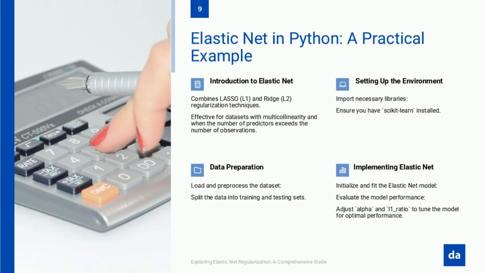Once our model is trained, it's time for evaluation. We calculate mean squared error, MSE, to measure how far off our predictions are, and R-squared to see how well our model explains the variance in the data. If MSE is high, it means our predictions are off, and we need to fine-tune our lambda and alpha values. If R-squared is low, it means the model isn't capturing enough of the important patterns in the data.